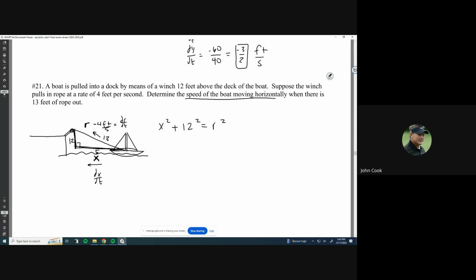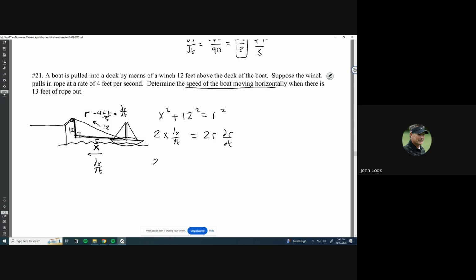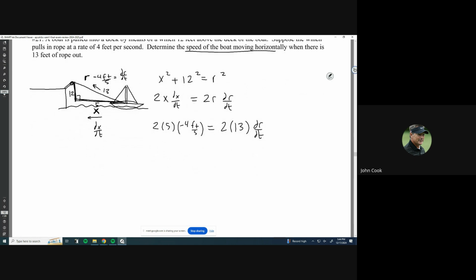And if I take the derivative of both sides, I'm going to get 2x dx/dt. The derivative of a constant is nothing, so 12 squared just becomes 0. And then the derivative of r squared is going to be 2r and then dr/dt. And now we can start plugging stuff in. I know my x value is going to be 5 from the Pythagorean theorem. I know that dx/dt is going to be negative 4 feet per second. And then I know that r is going to be the length of the rope, 13, and we need to solve for dr/dt.